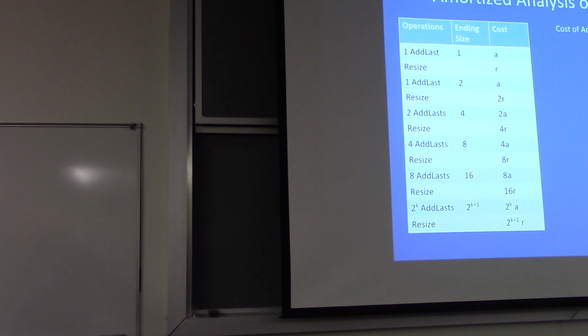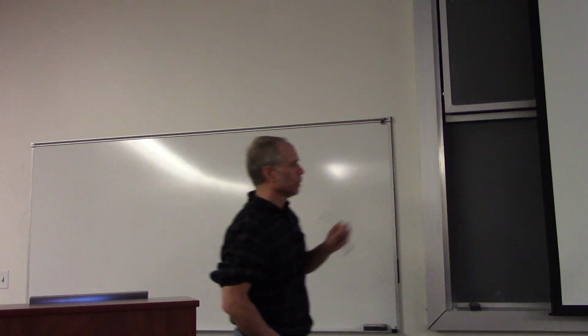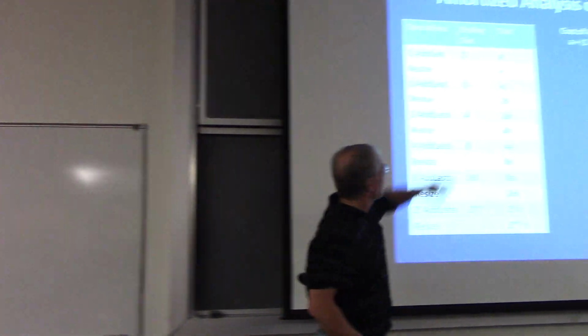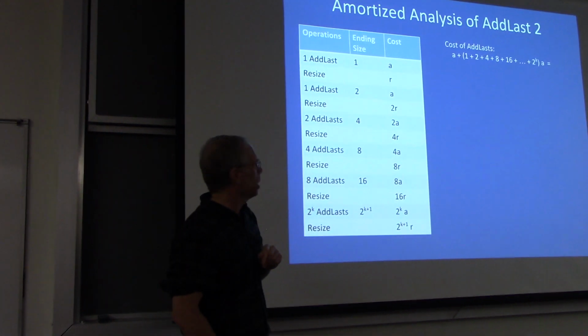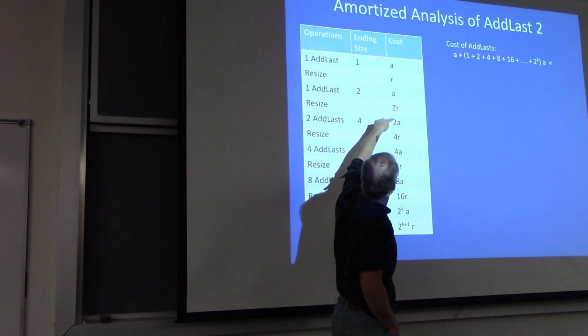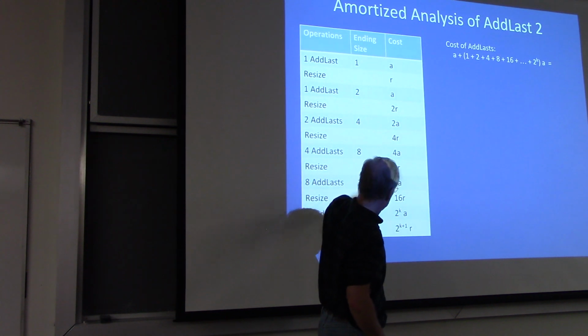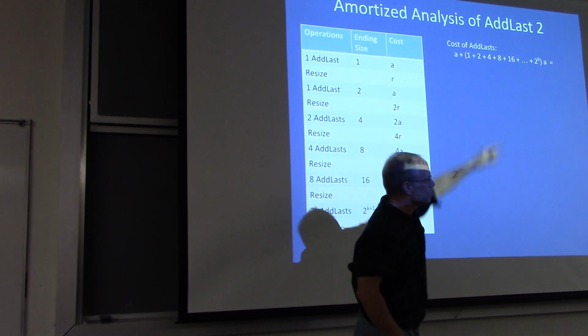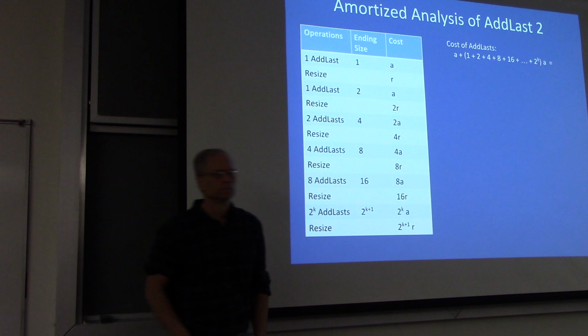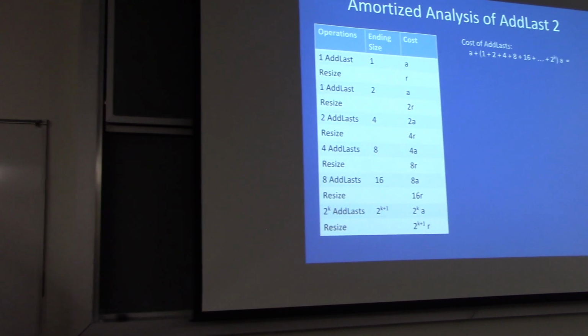So let's do that. So the cost of the add last looks like that. I did a little factoring. That first A is sort of an outlier, so I just had the A plus, look at the coefficients, 1, 2, 4, 8, up to 2 to the k, times A. Okay, if you add the first k powers of 2, what do you get? Add 1 plus 2 plus 4. 7. 1 less than 8.